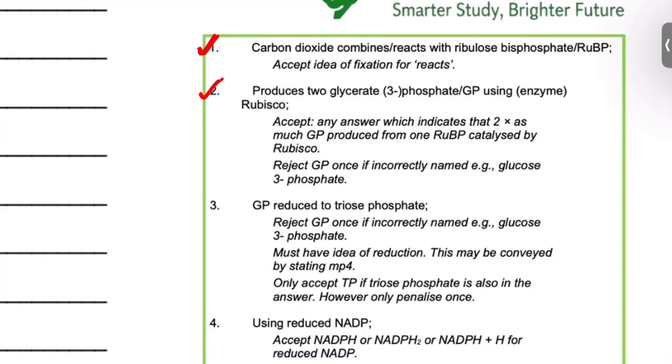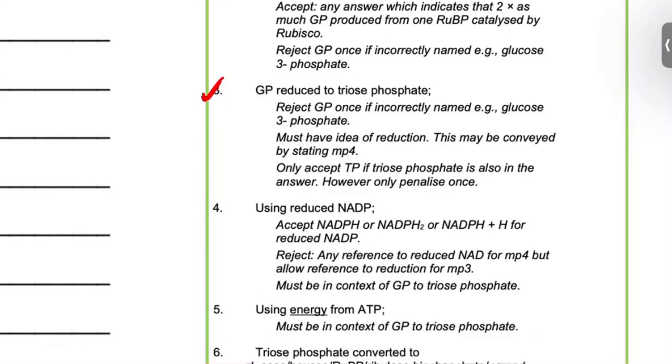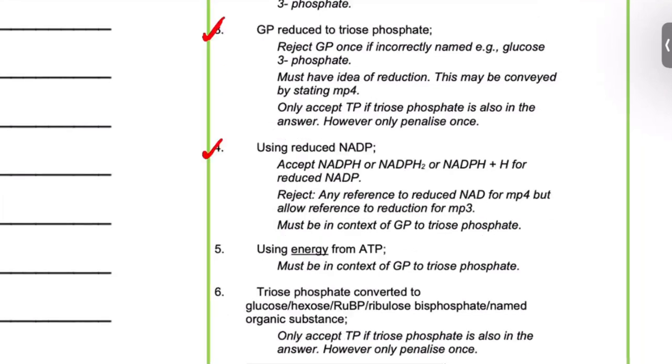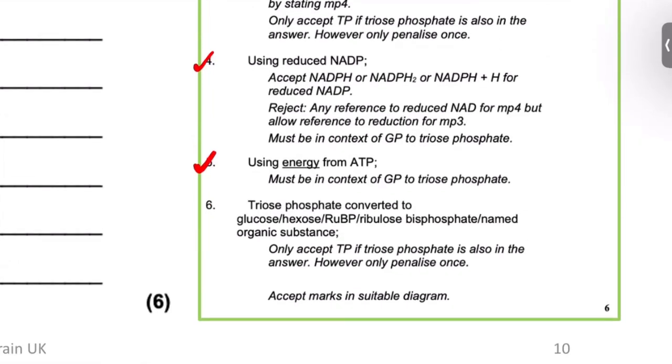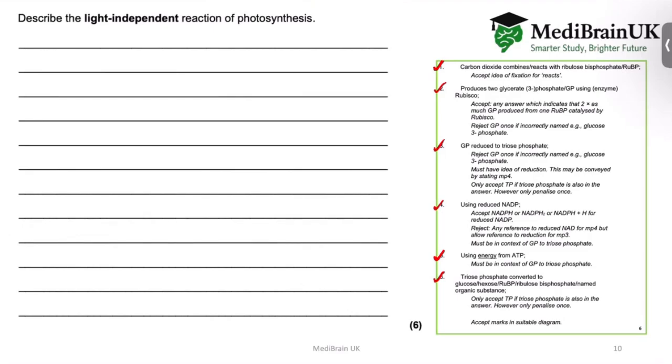Then it says that GP is reduced into triose phosphate. Okay, it's reduced into triose phosphate. And this reduction happens using NADPH, reduced NADP. Okay, and also using energy from ATP. And then the triose phosphate is converted into your RUBP using ATP. Okay, that's where your 6 separate marks are coming from in a question like this.